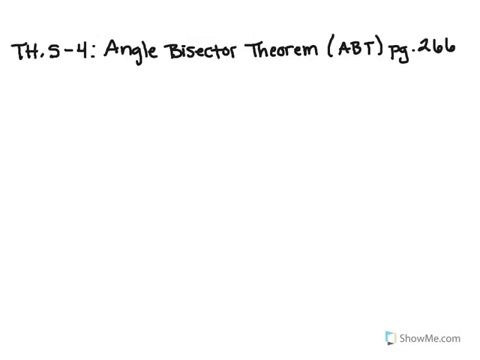So the next theorem that we're going to look at is theorem 5-4, angle bisector theorem, or ABT. It's on page 266 if you want the exact definition. And we're going to look at this from a picture point of view.